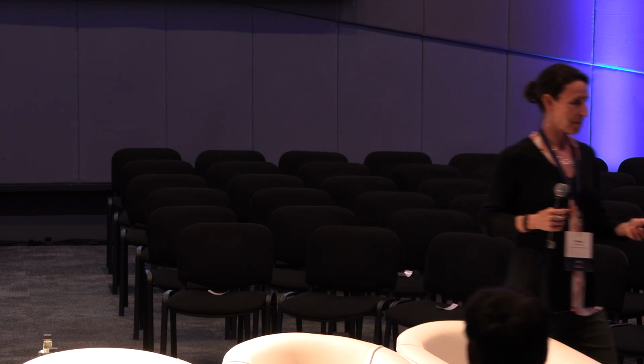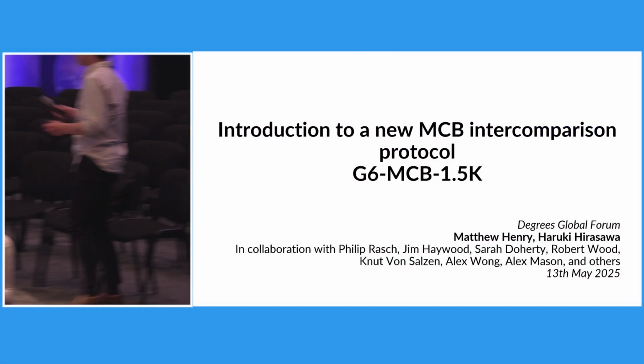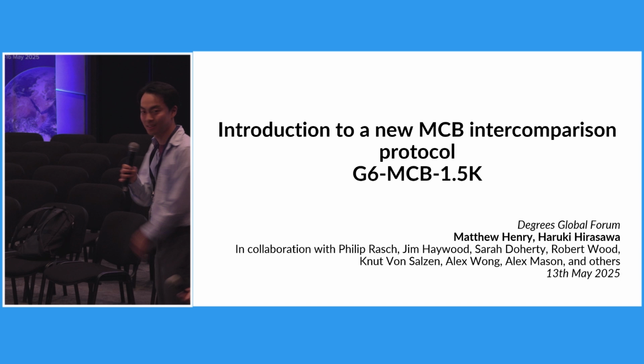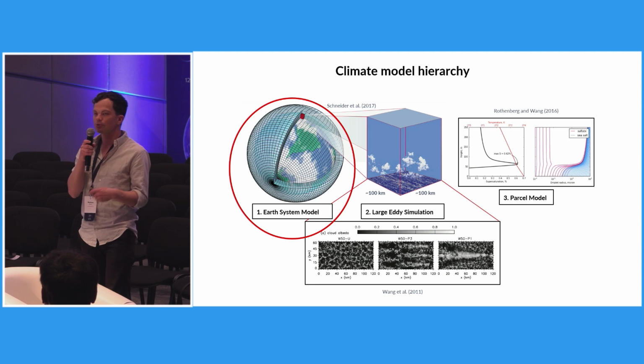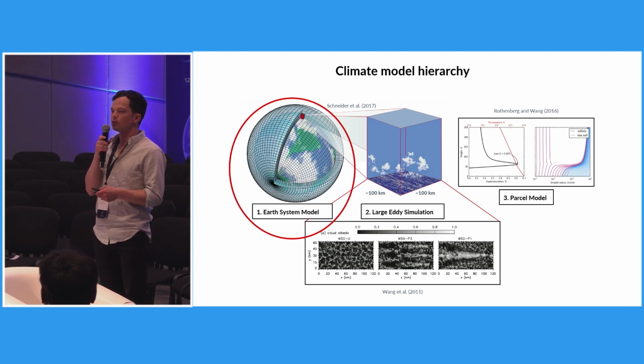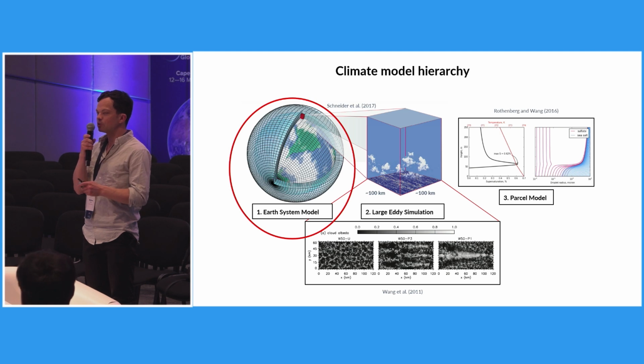Okay. This is you. So yeah, I'll hand it off to Matthew to discuss some recent global climate modeling. Yeah, so I will introduce the new MCB protocol called G6 MCB 1.5K. So as Sarah nicely introduced, all of this work is in Earth system model world. So the scales are that we are looking at the global climate impact of MCB.